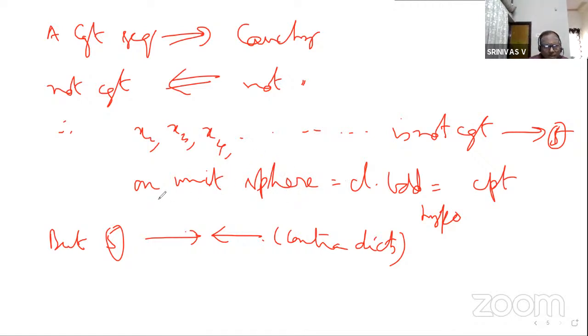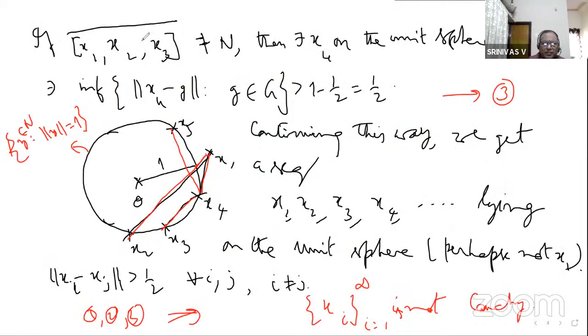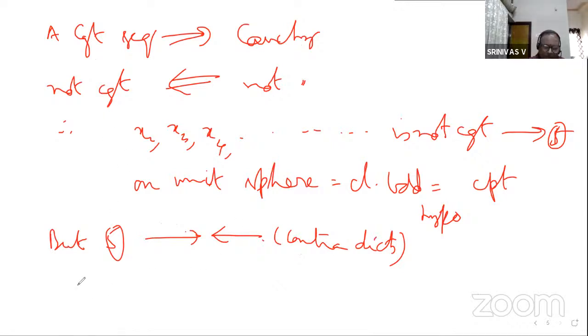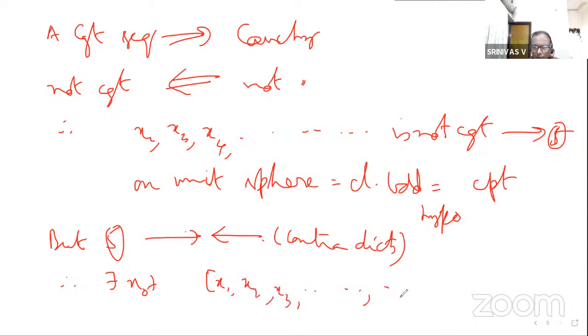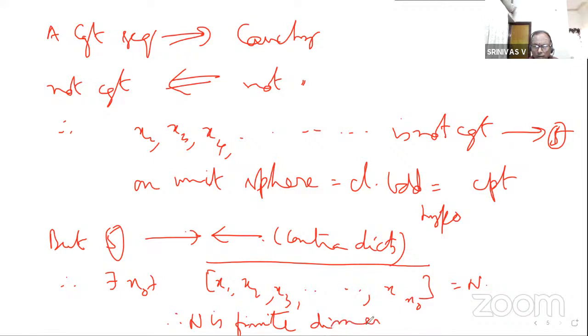That is why this process has to stop somewhere. After a finite stage, the closure of the span of a finite number of elements must be N, which means N becomes finite dimensional. Therefore, there exists an n naught such that the closure of the span of x1, x2, x3, and so on up to xn naught will be equal to N. Therefore, N is finite dimensional.